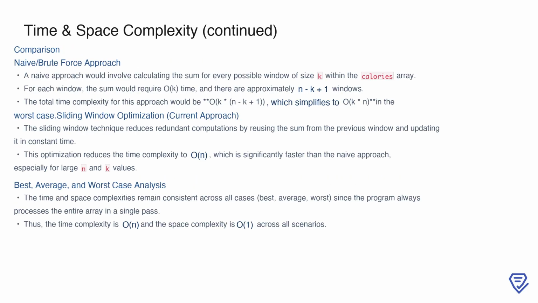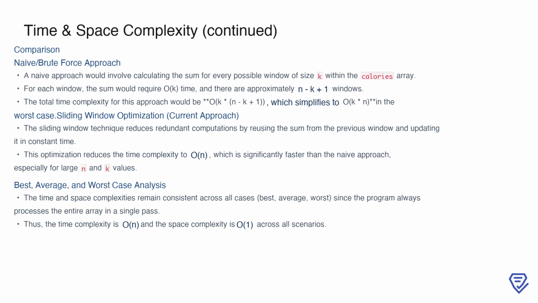Let's compare this optimized approach to a potential naive solution. In a brute force approach, one would calculate the sum for every possible window of size k within the calories array. For each of these windows, summing the k elements would take O(k) time, and since there are approximately n minus k plus 1 windows, the total time complexity would be O(k*(n-k+1)). This simplifies to O(k*n) in the worst case, which is significantly more computationally expensive.